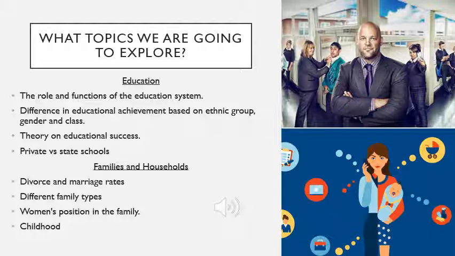And then for families and households, we're going to be looking at divorce and marriage rates, different family types, women's position in the family and childhood. Now, when I was at university, I looked at childhood in quite a lot of detail, so this is something that I find really interesting. I think you guys will as well.